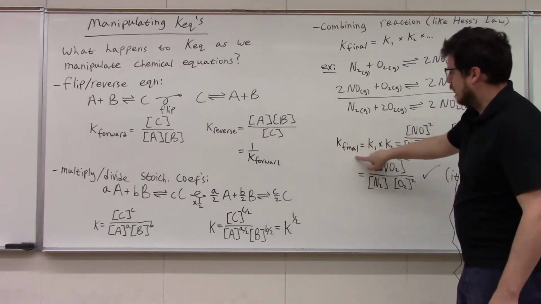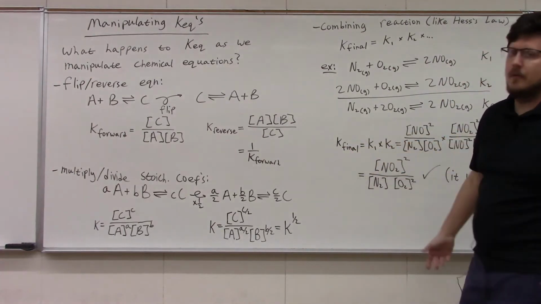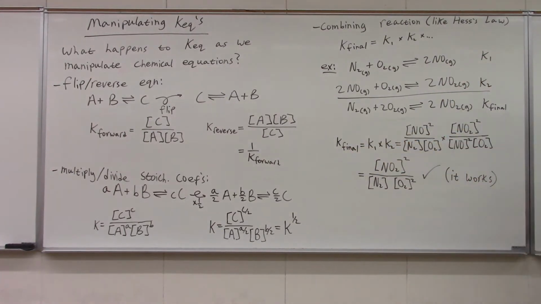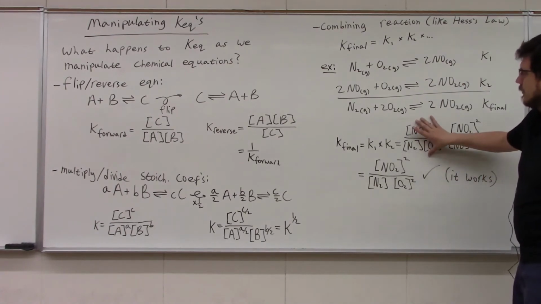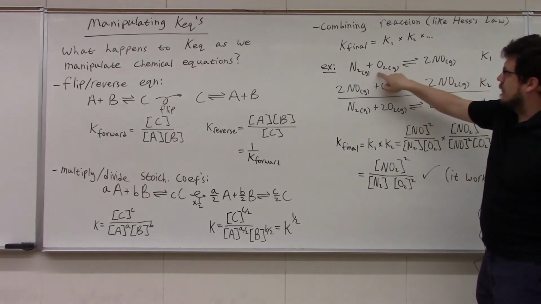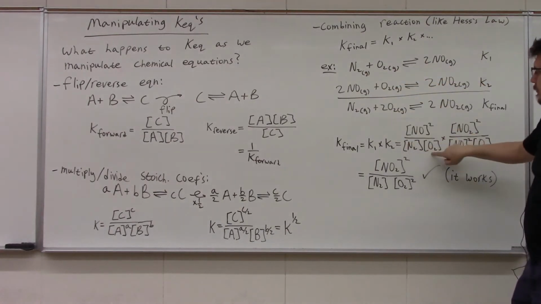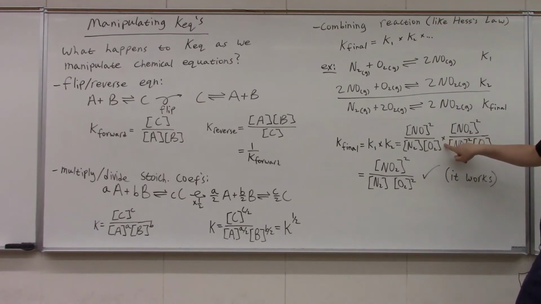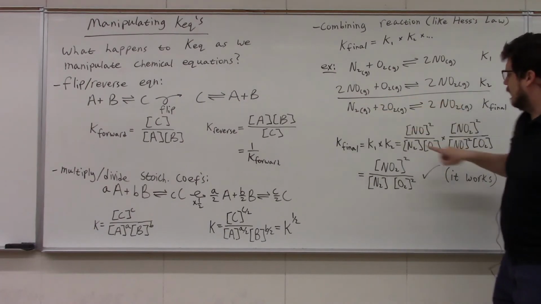And so if K final is equal to K1 times K2, let's prove it, right? Let's put our money where our mouth is. Let's prove this. So here's my expression for K1. Product squared divided by reactant divided by reactant. Boom, boom, boom. Times my expression for K2, so my equilibrium expression right here. Product squared divided by reactant, reactant. Oh, and one of those reactants is also squared.